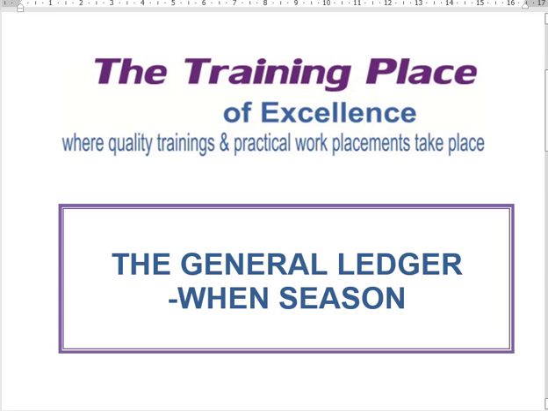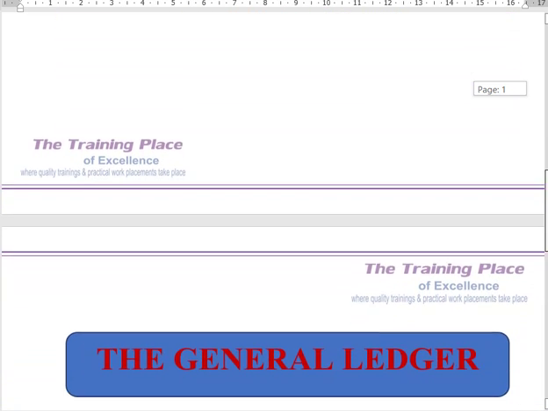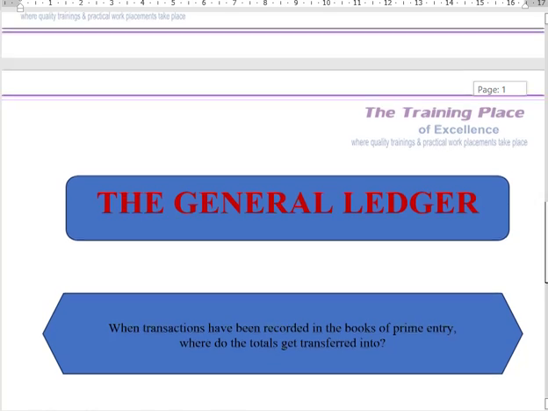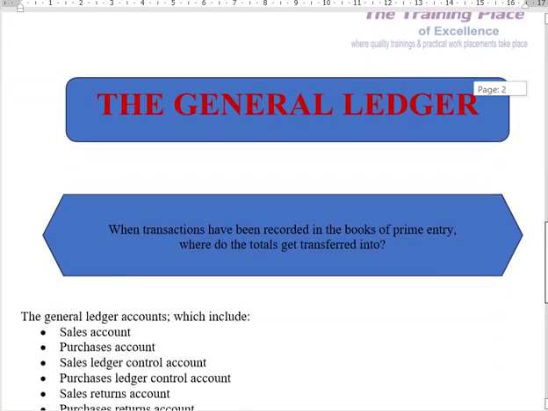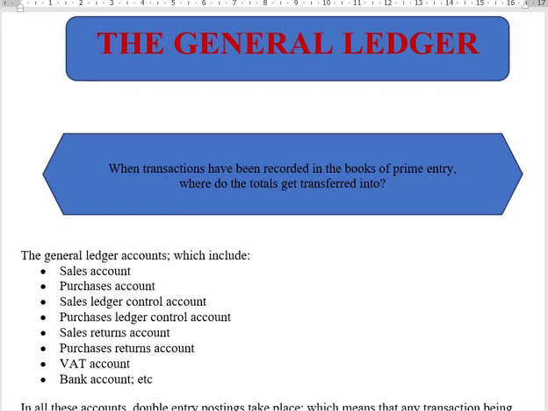It is the general ledger, and you will notice we have the "when" season. It is a season when we have a few recordings, teachings and sessions where we're just asking ourselves when, and when. It says to us here: when transactions have been recorded in the books of prime entry, where do the totals get transferred into? So you have put your transactions into your books of prime entry, and we're expecting you to know that those totals then get transferred into the general ledger.